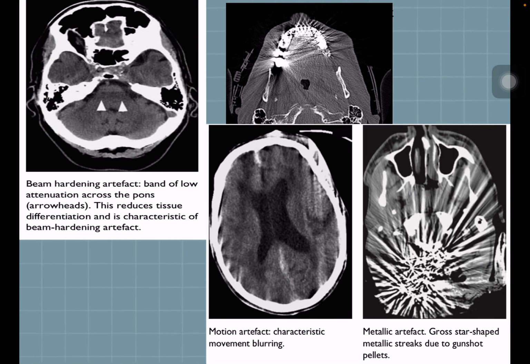So here is an example of beam hardening artifact. We have a band of low attenuation across the pons. This reduces tissue differentiation and is characteristic of beam hardening artifact. Next, we have dentures causing artifact. Next, we have a motion artifact, with characteristic movement blurring. And finally, metallic artifact. There is a gross star-shaped metallic streak due to the gunshot pellet.